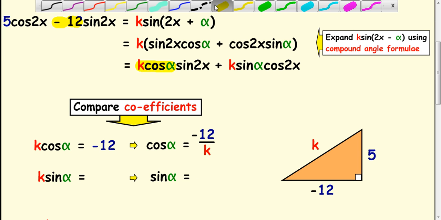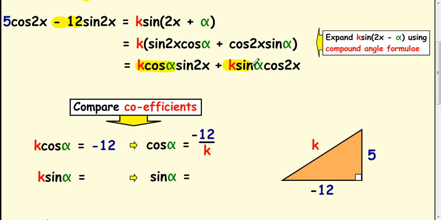I'm then going to look at k sin alpha, and I'm going to go to the cos 2x, because this is the coefficient of the cos 2x, and we'll compare that by looking up here. We can see that's a plus 5. Because that's a plus there, k sin alpha is just going to equal 5. So we put that there. So sin alpha is equal to 5 over k.